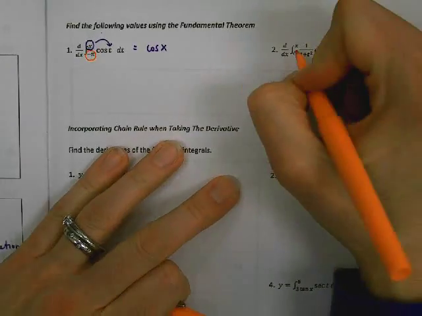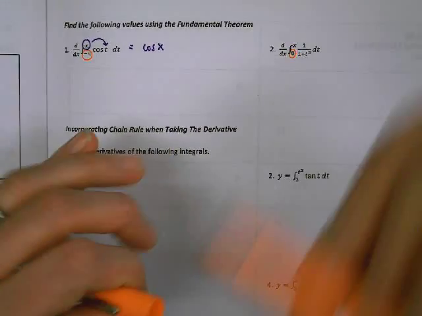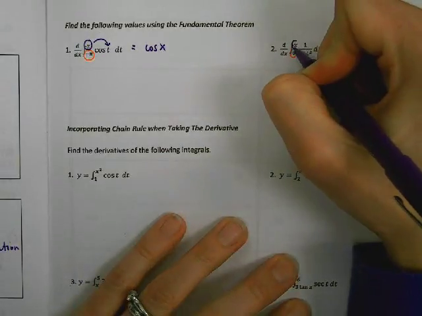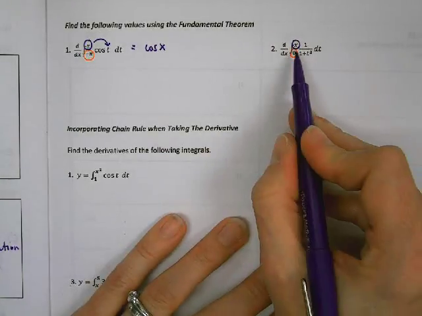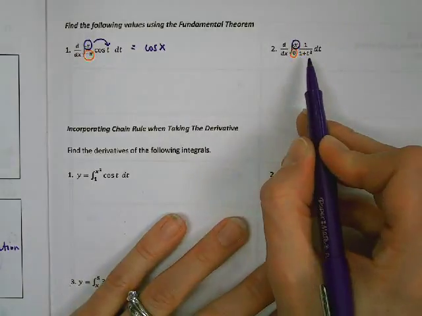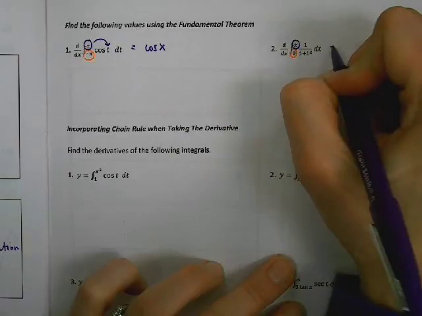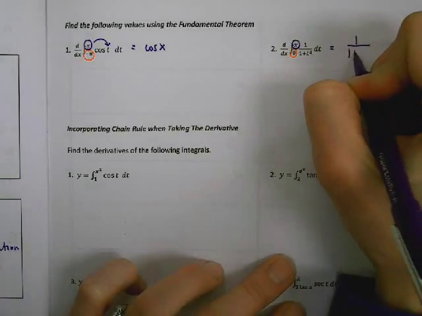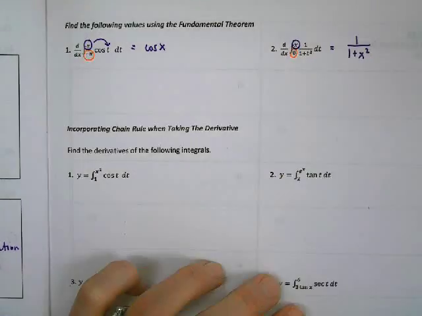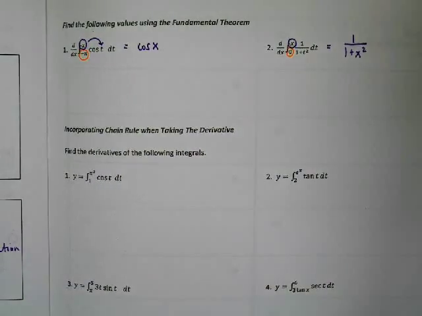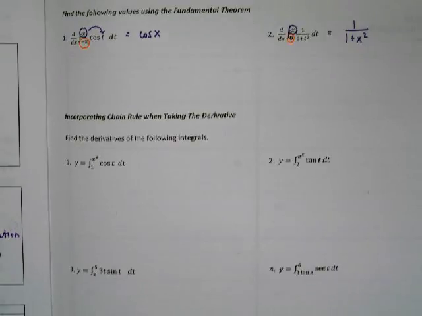Again, for number 2, I'm checking, is my lower limit a constant, which it is. My upper limit here is x. So again, since I don't have a function of x, I just have x, I replace the variable in my integral with x. So this is just going to be 1 over 1 plus x squared. So those are about as basic as these problems are going to come. So now let's look into some ones that require chain rule and some other techniques.